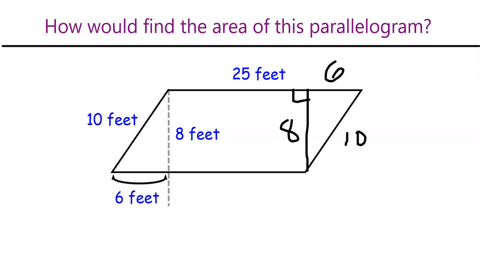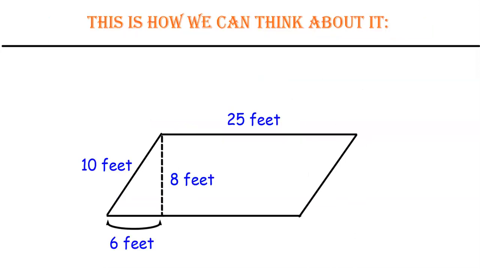Or we could also think about it as though we could take this triangle over on the left-hand side of the parallelogram, and because those two triangles are congruent, move it over to the right side of the parallelogram. We know that those sides are congruent, we know that those angles are supplementary, and we can actually think about it as moving one part of the parallelogram over to the right-hand side, and now we have a rectangle with the same dimensions.